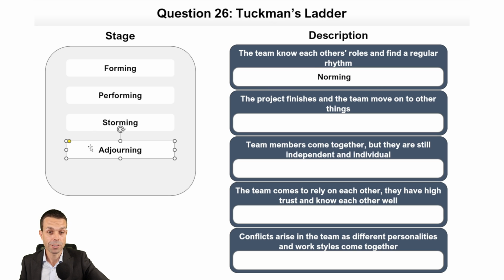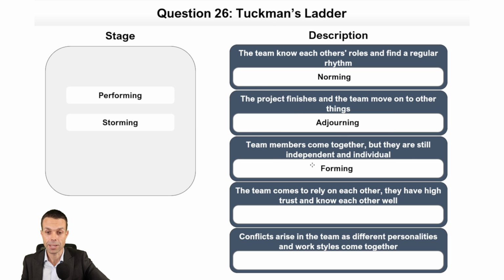The project finishes and the team moves on to other things. They're adjourning. Team members come together, but they're still independent and individual. They're forming a new team. The team comes to rely on each other and they have high trust. And when you have high trust, you can get things done faster and better. Basically, they are performing. That's the best stage to be in.